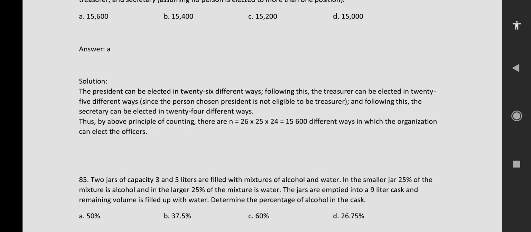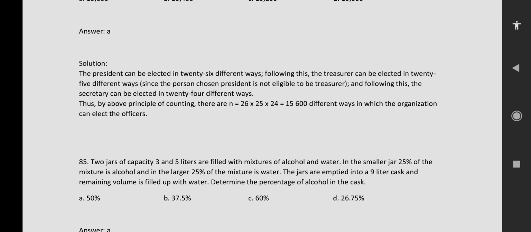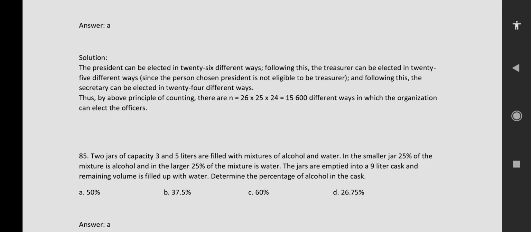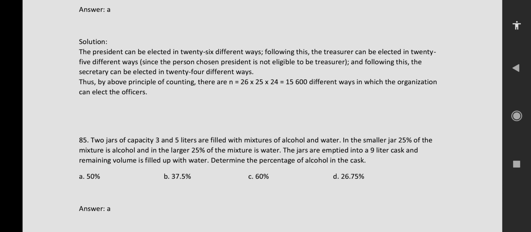Following this, syempre, yung treasurer, doon lang siya sa 25 different ways kasi yung person chosen sa president is hindi na eligible maging treasurer kasi nasa posisyon na siya ng pagiging presidente. Following this, the secretary can be elected in 24 different ways.